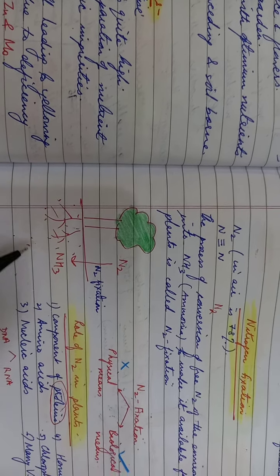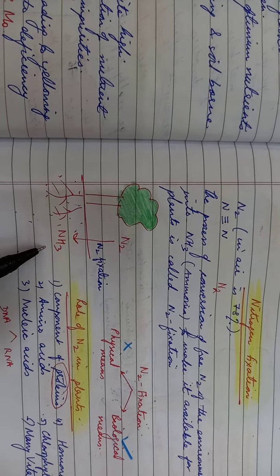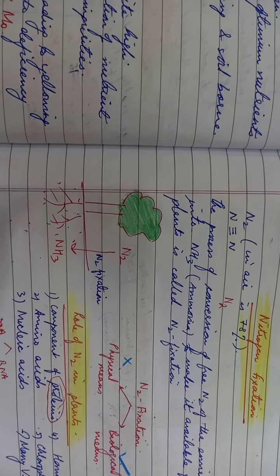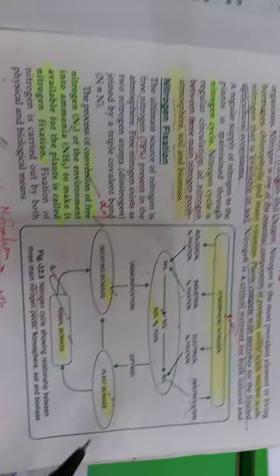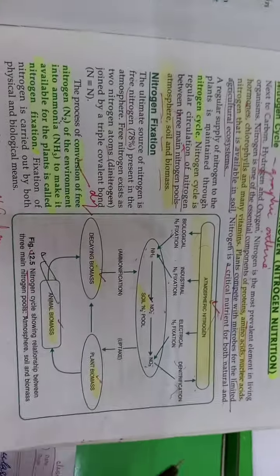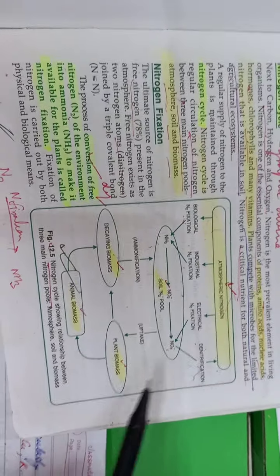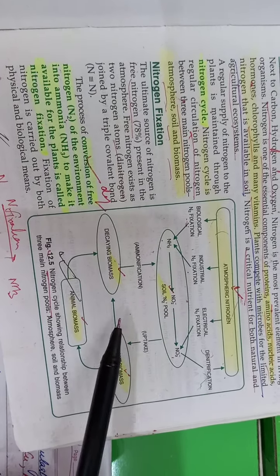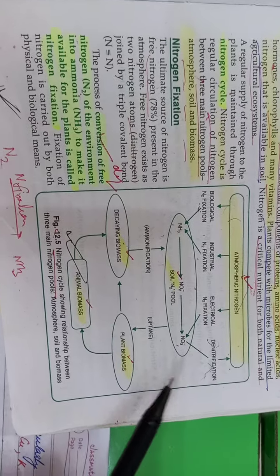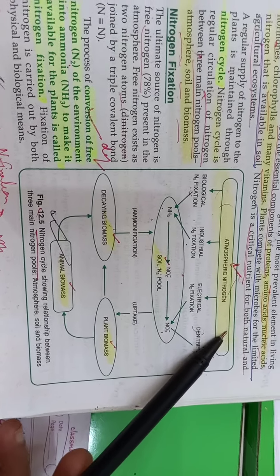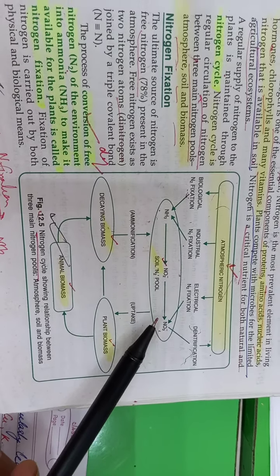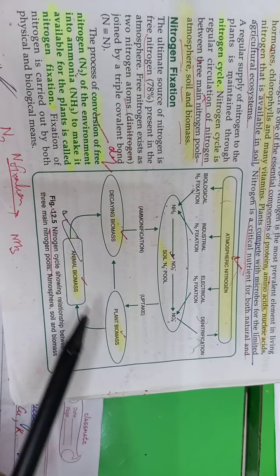All right. And in such a way, nitrogen becomes a critical nutrient for both natural and agricultural ecosystems. If we talk of the nitrogen cycle, at page number 12.13, there's a nitrogen cycle given here, right? So what is a nitrogen cycle actually? Nitrogen cycle is nothing but a relationship or circulation of nitrogen between three sources or three nitrogen pools. The first is atmospheric nitrogen, the other is soil, and the third is biomass.